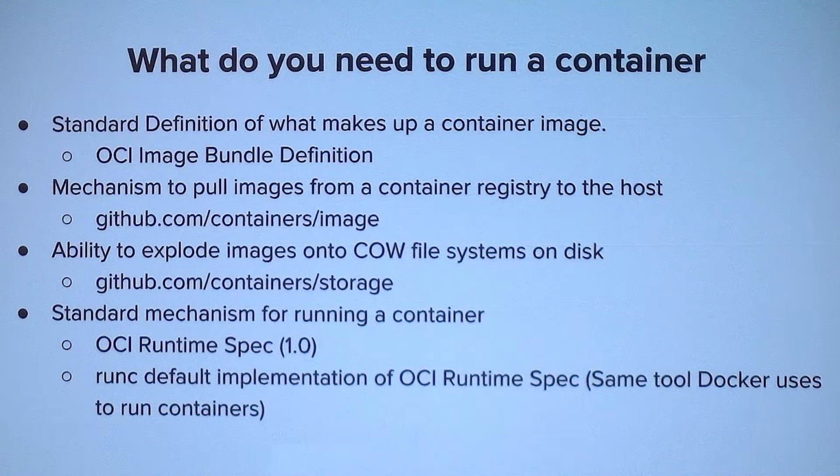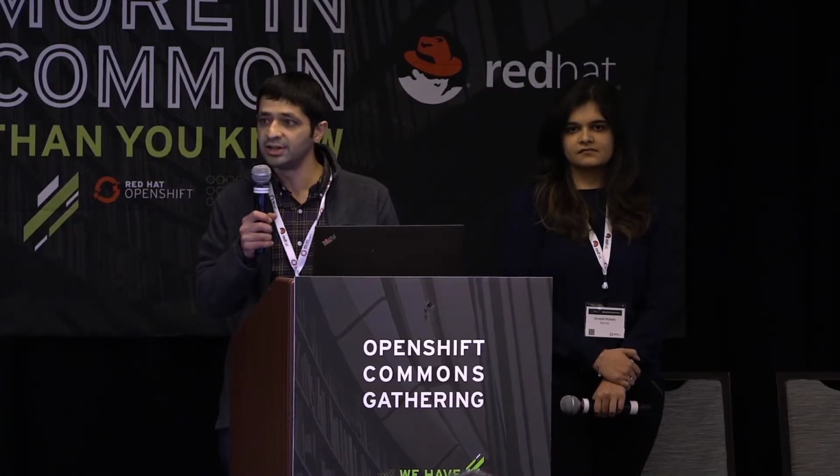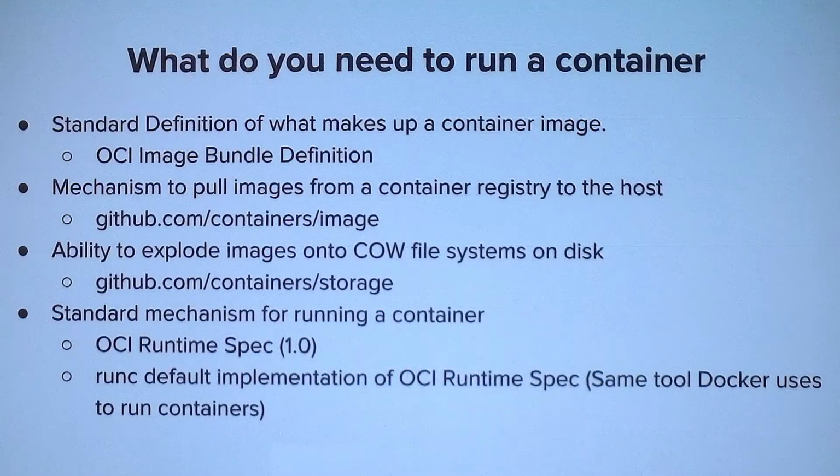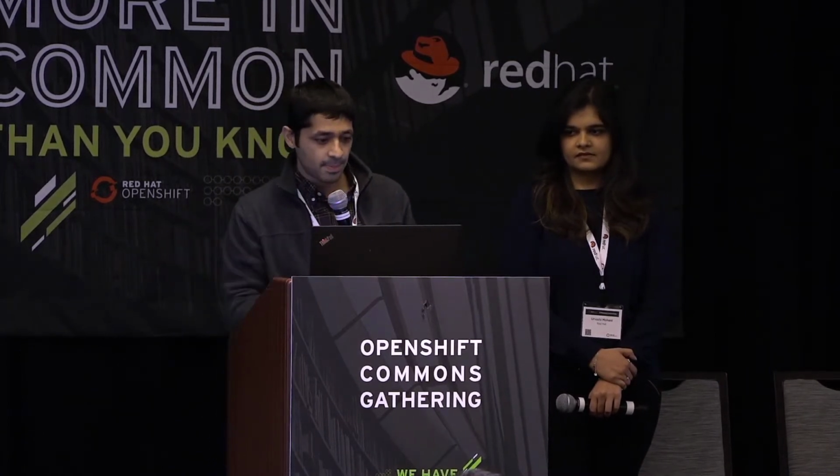And finally, you need a runtime to actually run your container. The OCI runtime spec, the 1.0 of which came out last year, standardized the JSON for defining how your container is going to run. And the community has been working together on runC, which is the default implementation of the OCI runtime spec. It's the same tool that most of the higher level orchestrators are using for running containers, including Docker.